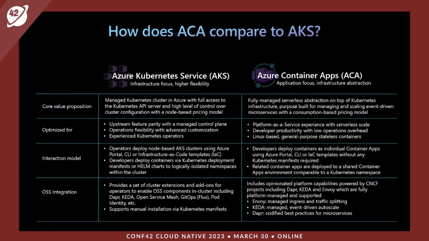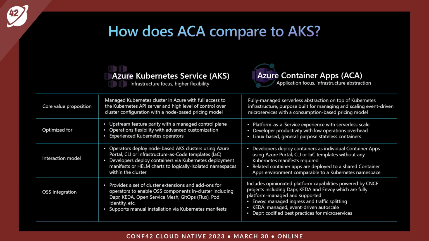AKS is infrastructure focused, which means that you have high flexibility, whereas ACA is more focused on the application and sees infrastructure as an abstraction. Now, what does that exactly mean? In terms of control and cost, with AKS, you have full access to the API server, you have a high level of control over the cluster configuration, and you pay for the nodes that you're using. ACA, on the other hand, is an abstraction built on top of Kubernetes without access to the API server. You pay based on what you consume.